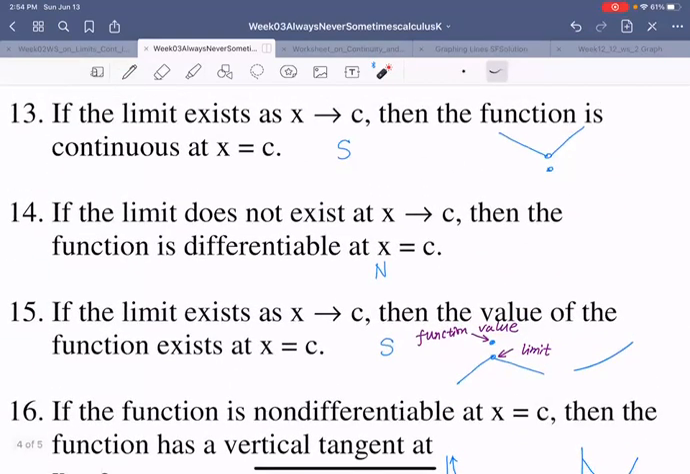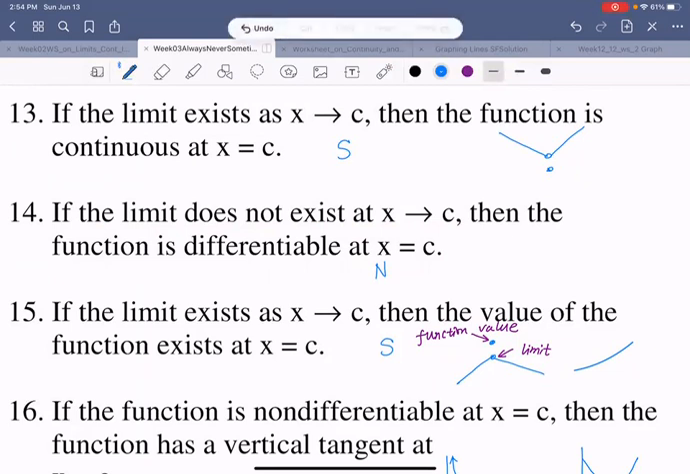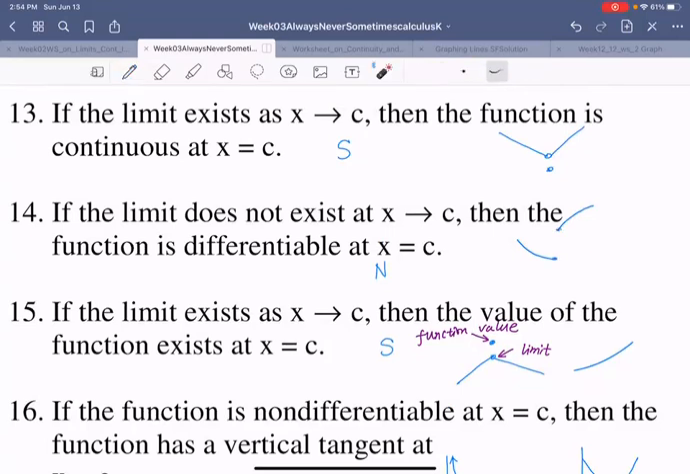Number 15. If the limit does not exist as x goes to c, then the function is differentiable at x equals c. So what does this mean? This means the limit does not exist. So when you draw your graph, you have to lift up your pen. Okay, so you have something like that.